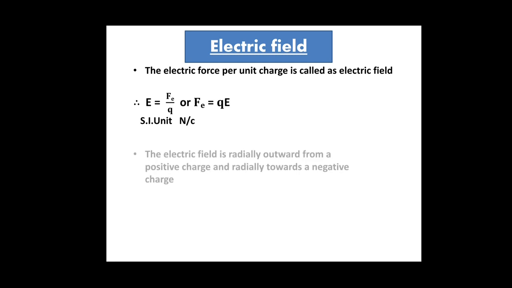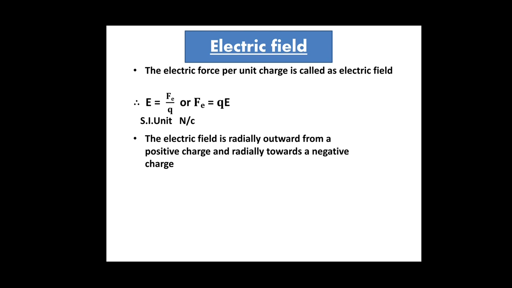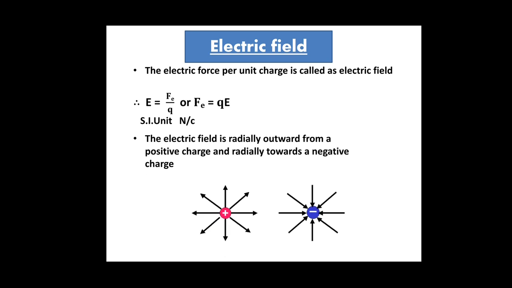The electric field is radially outward from a positive charge and radially towards a negative charge. You can see this in the picture. The direction of the field is taken as the direction of the force it will exert on a positive test charge.